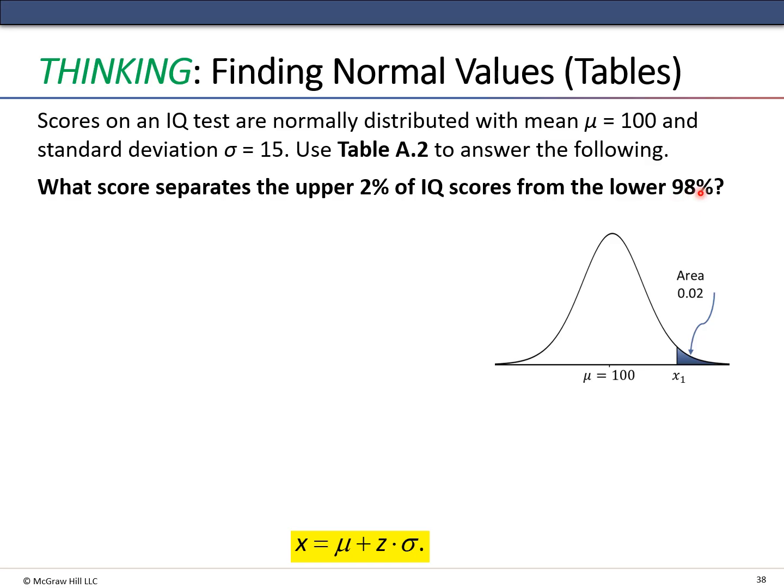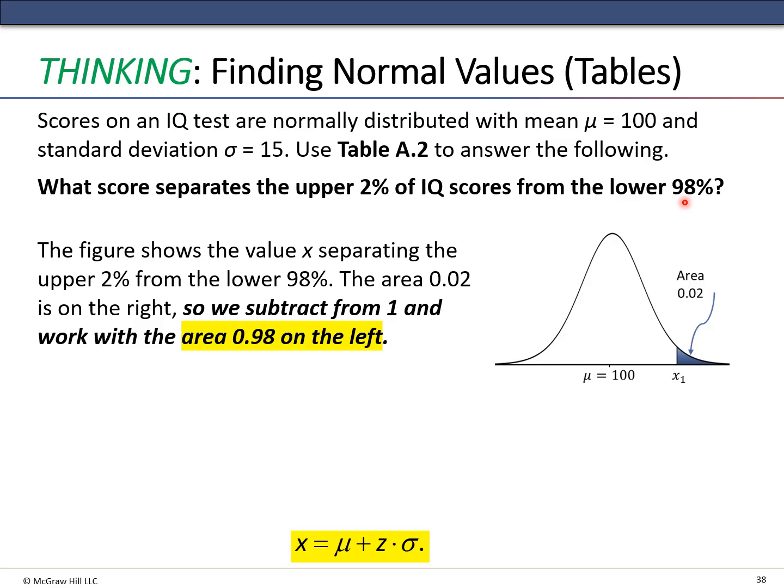or 0.98. The first thing we need to do is to find the area of the white triangle, the area to the left, because that's what table A2 has, and we know that is 0.98 or 1 minus 0.02. Now take your A2 table and look at the values in the table, not the title column and title rows. Look at the numbers inside the table and look until you find 0.98.